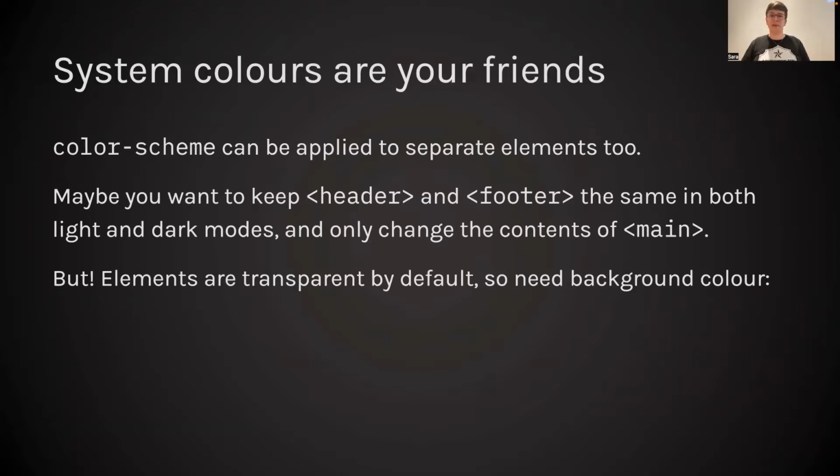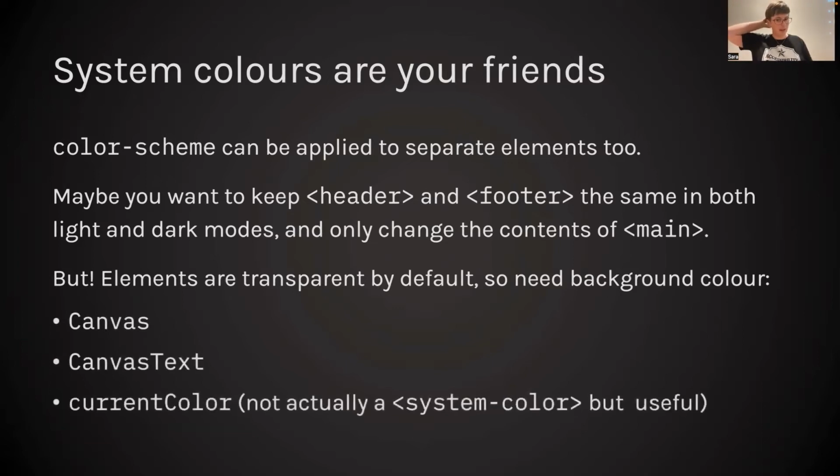But what you can do is use these system colors. And there's canvas, canvas text, currentcolor, which is not quite a system color, but it carries the color of your current text. So if your text is switching, your currentcolor switches with the text. It's probably understandable. Canvas is always your default background color. Canvas text is always your default text color.